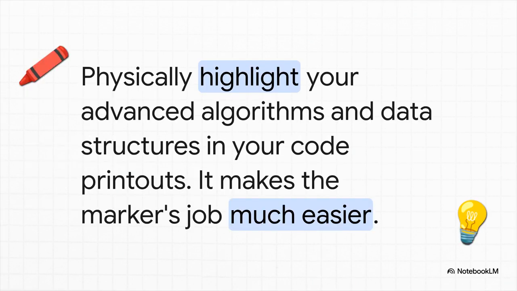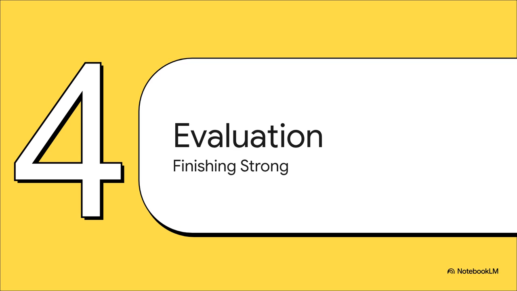Now here is a super simple but incredibly powerful tip. When you print out your code, just take a highlighter and mark the sections that show your advanced algorithm and your advanced data structure. It makes the marker's job so much easier, and it guarantees that your most complex, high-scoring work gets noticed. And finally, we're at the finish line, the evaluation. Now, this section is often rushed, but it's your last best chance to show some real critical thinking and lock in those final marks. It's the ultimate test of that golden thread.